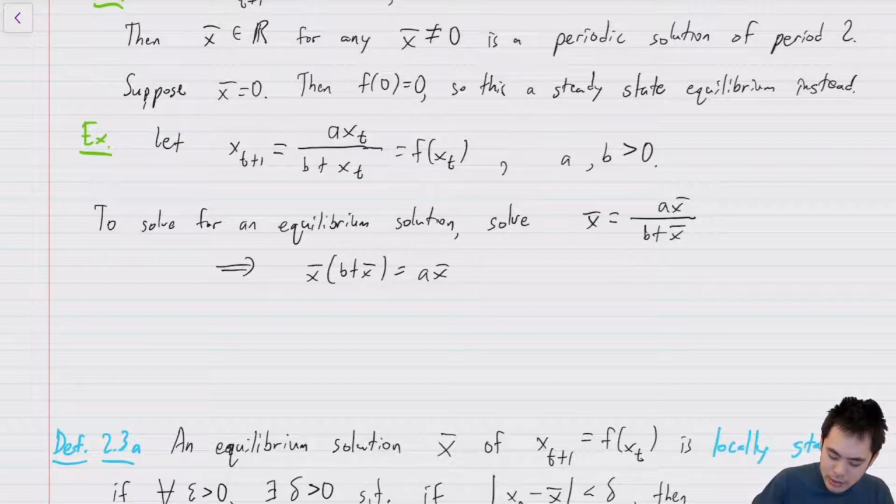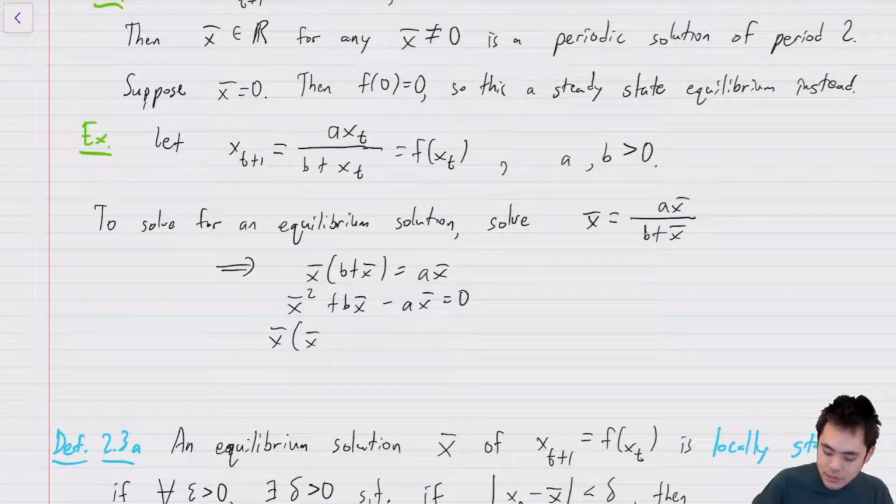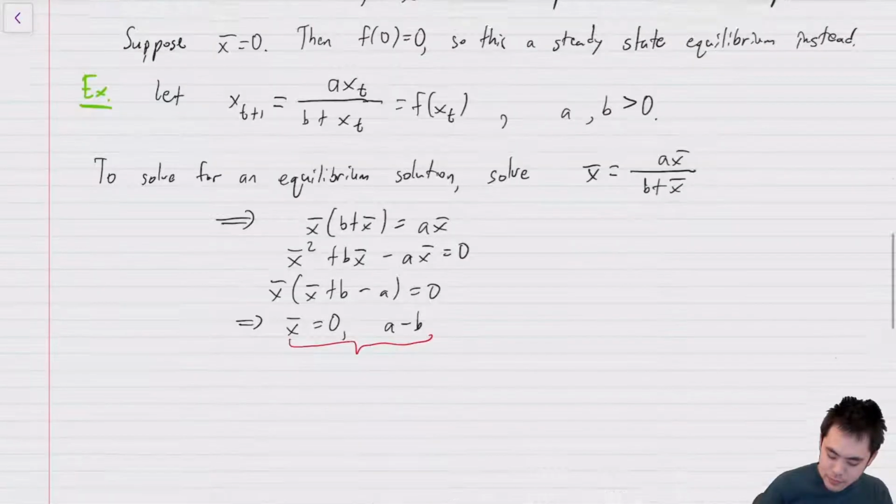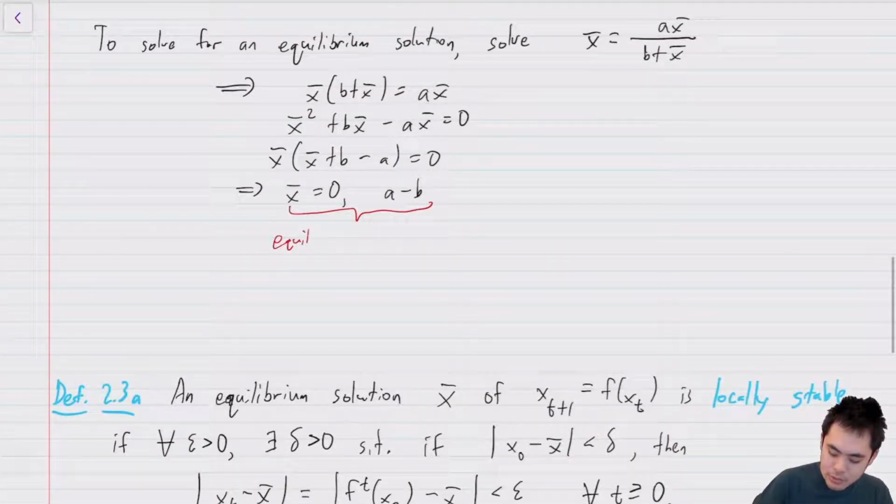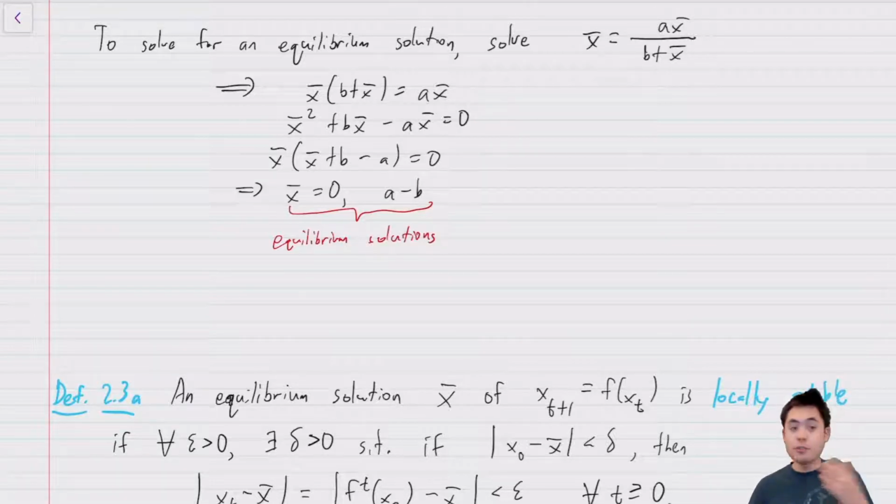So then x bar squared plus b x bar minus a x bar is equal to 0. Factor out the x bar: x bar times x bar plus b minus a is equal to 0, which implies that x bar is either equal to 0 or a minus b. And these are our two equilibrium solutions. So these are the equilibrium or steady state solutions. And if you plug each of these back into the original difference equation, you'll find that you get the same thing back again. So there are two of these in this case.